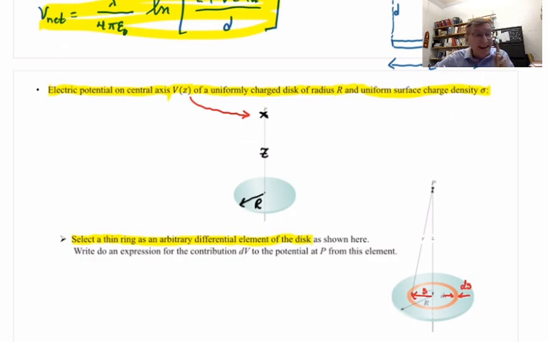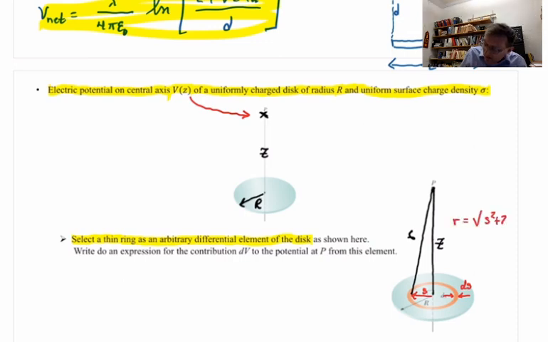Notice that the distance from any point on that highlighted ring, they've drawn it from this left edge, but that distance is what they call little r. That's the distance from any point on the highlighted ring to point P where we are. Note that this distance from the center of the disk and the ring out to point P, they call z. Note from geometry that little r is the square root of s squared plus z squared. Just look at the right triangle there. That's important to see that.